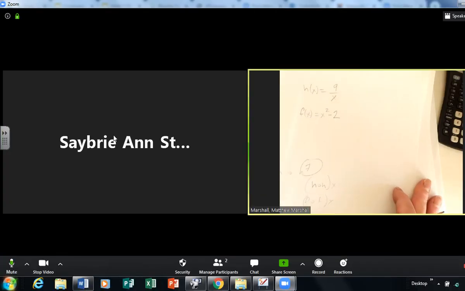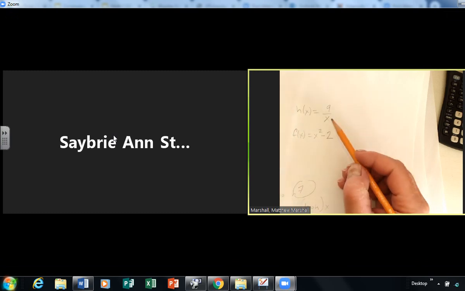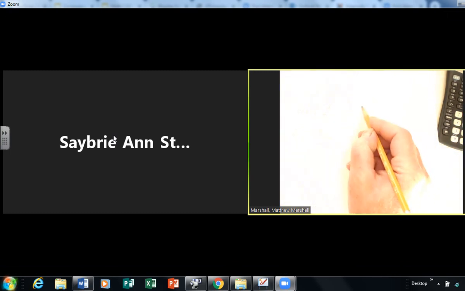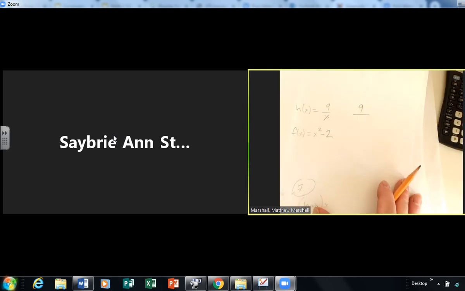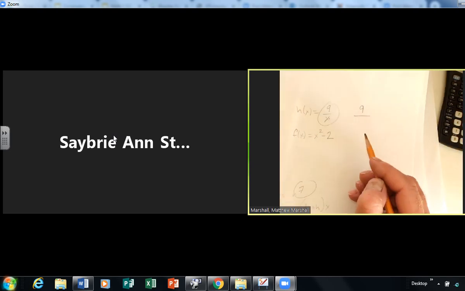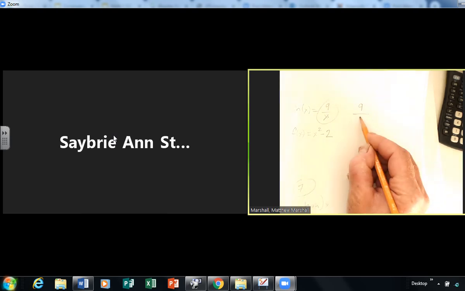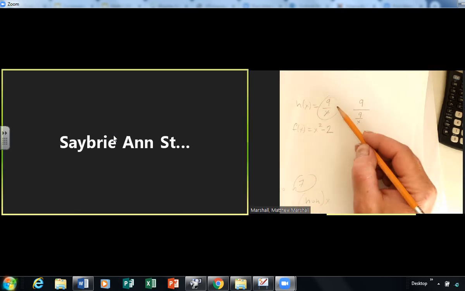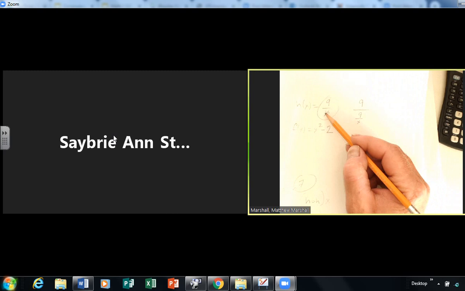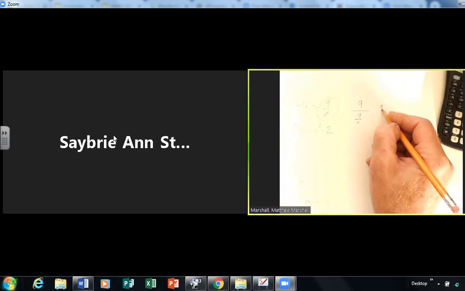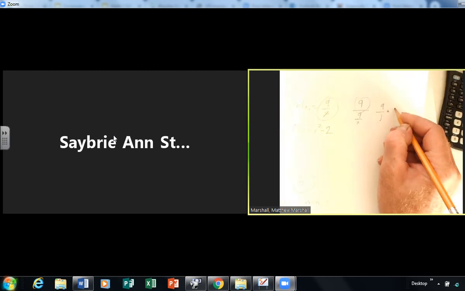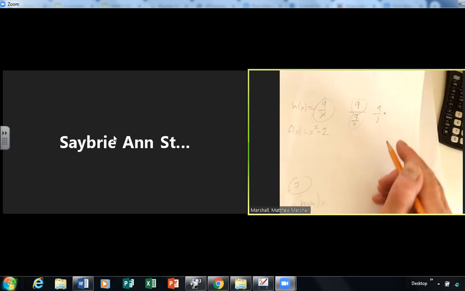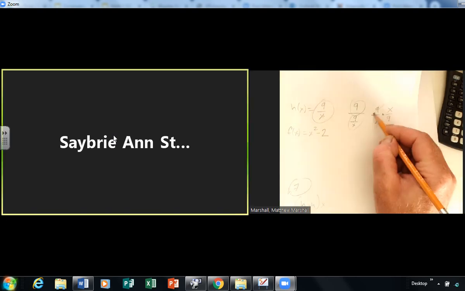So the first one's h of x, which is plugging this into itself. So that would be 9, and where that x used to be, I plug in this piece. So now, right there where x used to be, I have 9 over x. Does that kind of make sense? So I'm plugging this into itself where the x is. And then that gives me 9 over 1 for this, times the reciprocal of this bottom part, which is x over 9. That just gives me x.